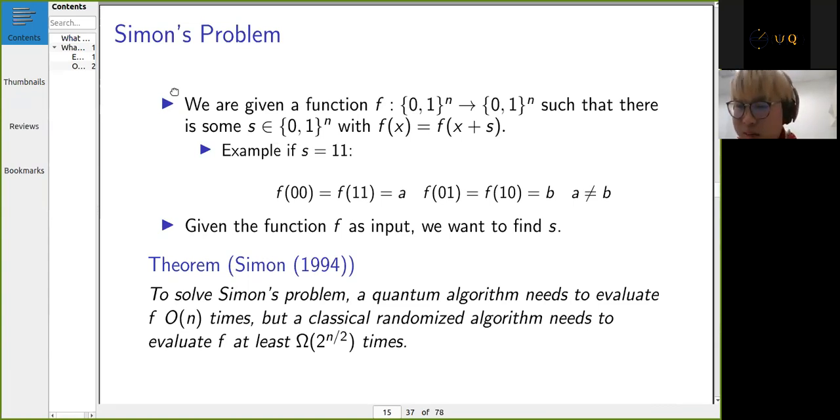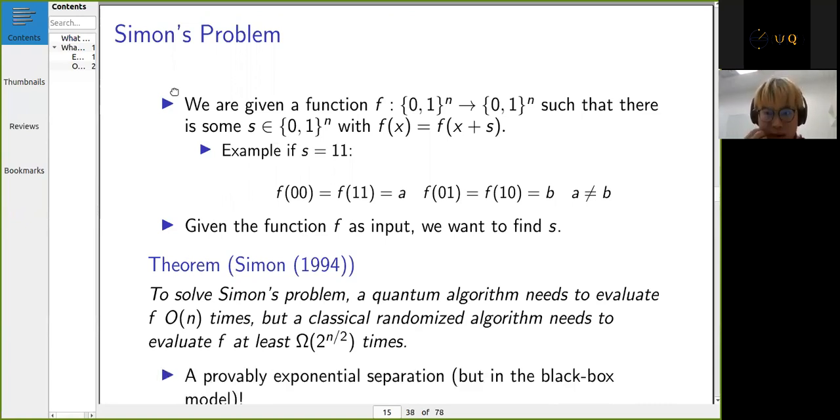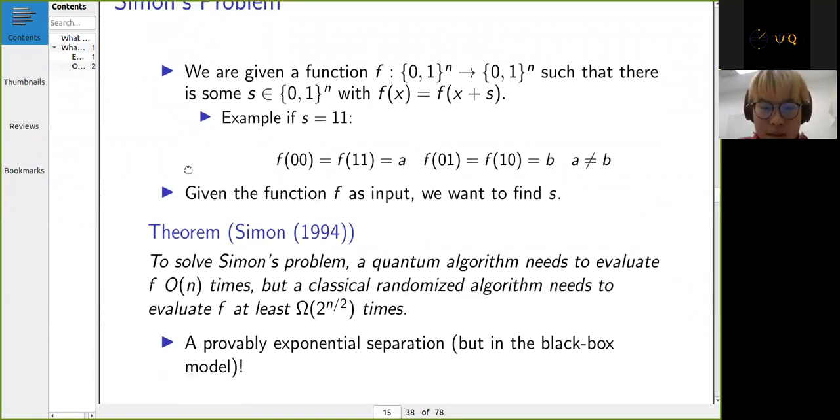So this problem is maybe a bit strange because it's unclear what the practical applications of a problem like this are. But it is a provably exponential separation. So it is something where we definitely can conclude that there's a difference between the quantum and the classical model of computation, especially since it's in what computer scientists call the black box model, where we don't know anything about f other than this property.